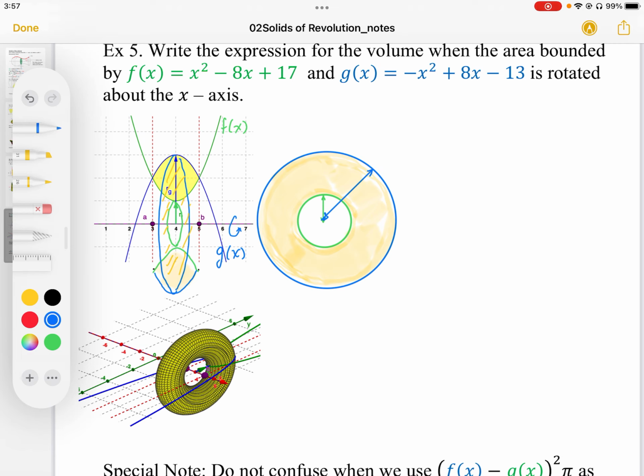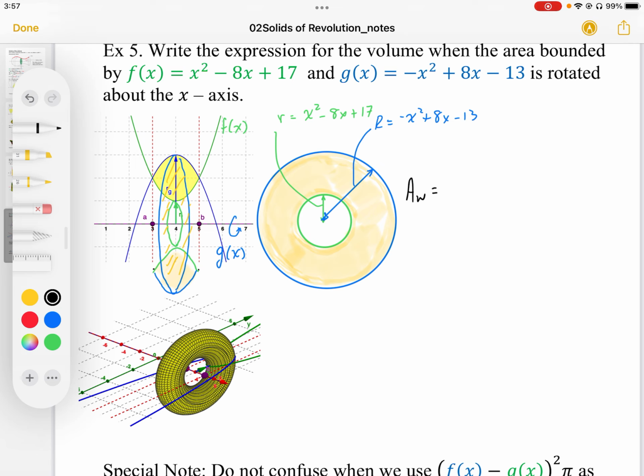The area of this washer is going to be based on the outside radius, which I'm going to call R, and that's based on negative x squared plus 8x minus 13. I have this inside radius, which I'm going to call small r. That's based on the other parabola, x squared minus 8x plus 17. So if I want to find the area of the washer, it's going to look like this.